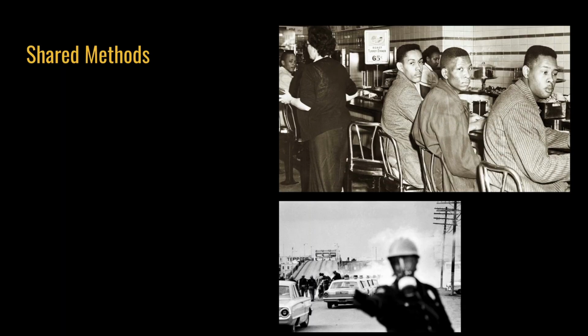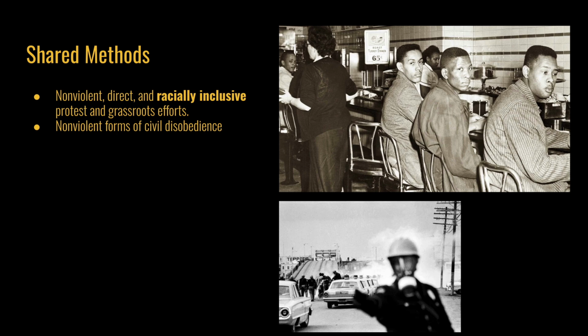All four of these major civil rights organizations shared key methods in the fight for equality. They were nonviolent, direct, and racially inclusive, with both black and white activists participating in their protests. The nonviolent forms of civil disobedience they employed included marches, sit-ins, litigation, economic boycotts, and the strategic use of mass media to garner public support.